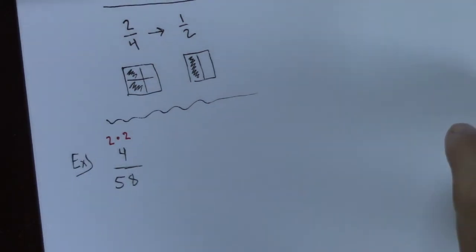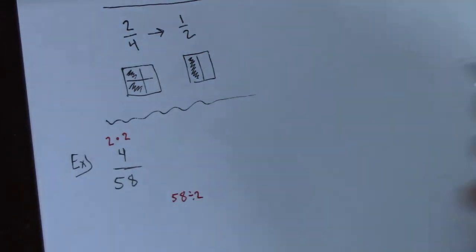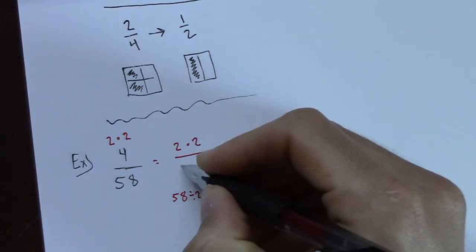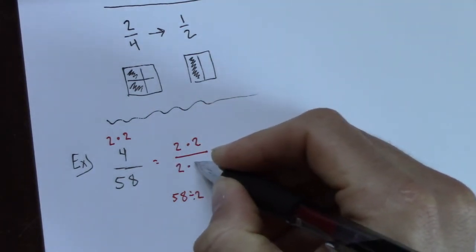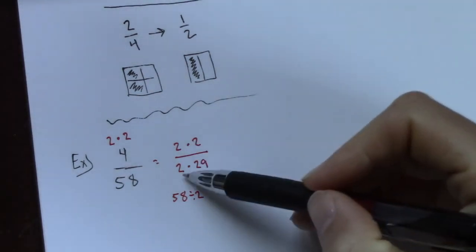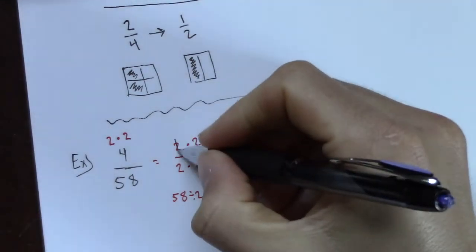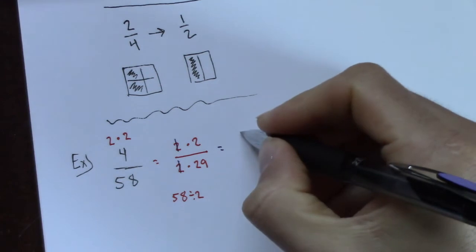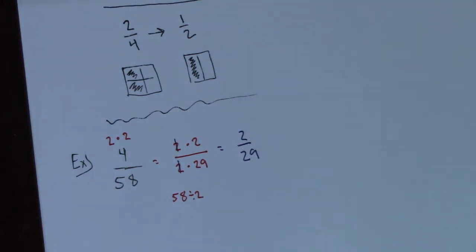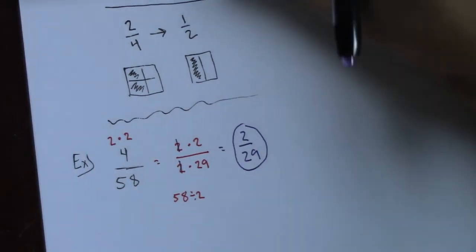By all means, pull out a calculator, go ahead and type in 58 divided by 2. And what you should find out is that sure enough, I can take a 2 out and turn it into 2 times 29. And when I do that, because I've got the same number on top and on bottom, those 2's now cancel. And I am left with 2 over 29. And if I tried to divide that 29 by 2, I'm going to get a decimal so it doesn't go in evenly, and there's my answer.